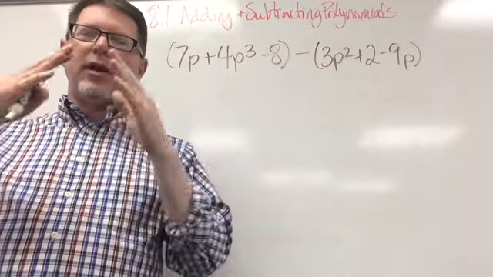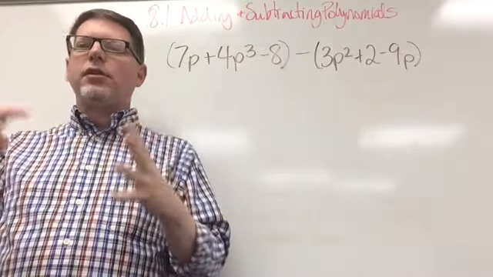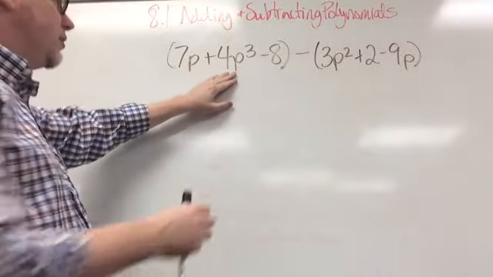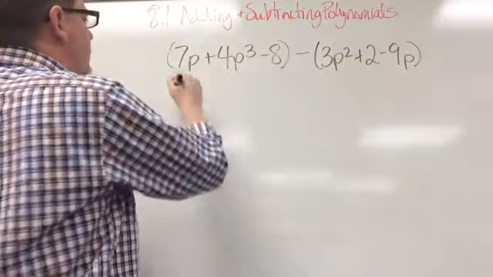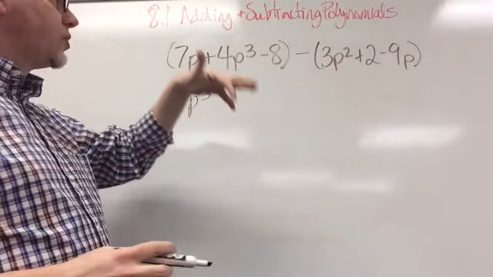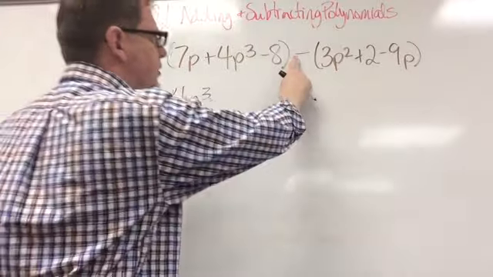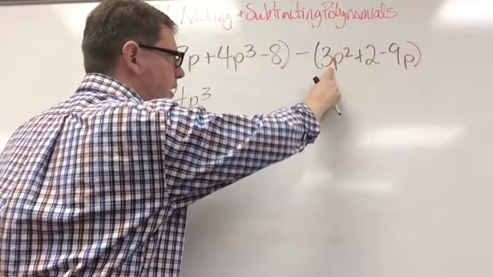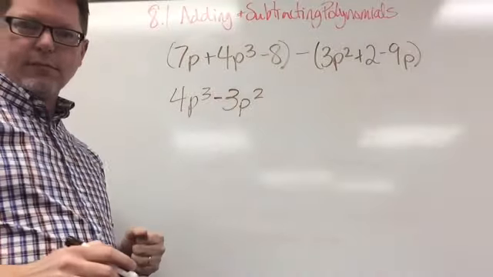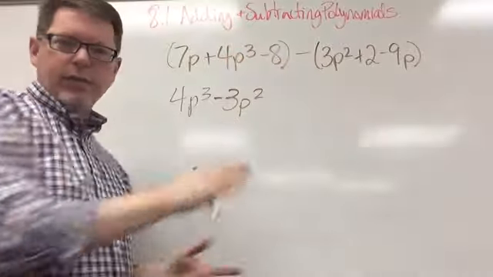But we also need to put our answer in standard form. So I'm going to start with the largest exponent. The largest exponent is p to the third. I have 4p to the third. Do I have any other p to the thirds? No, so I just write down 4p to the third. The next one is p squared. I only have 1p squared. Here's the tricky part. I'm subtracting that 3p squared, so it has to be minus 3p squared. Because I have nothing over here that's p squared, but nothing minus 3p squared is negative 3p squared.